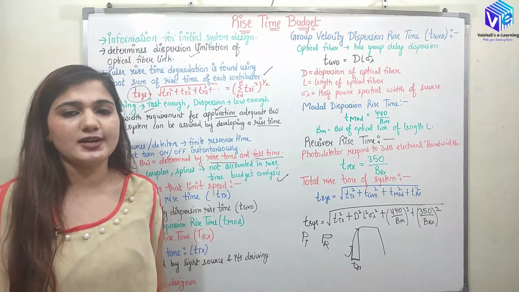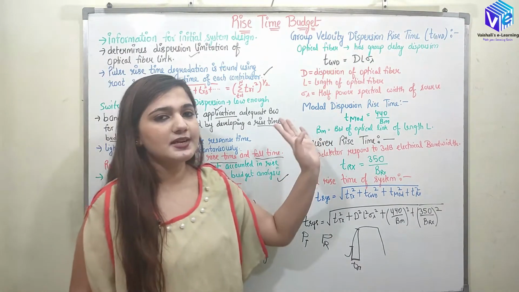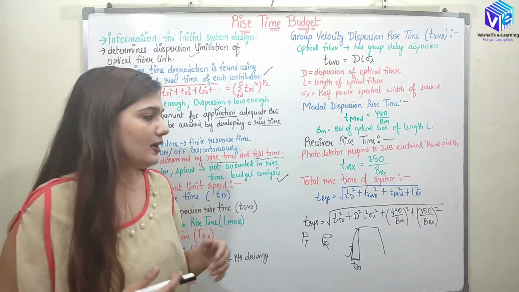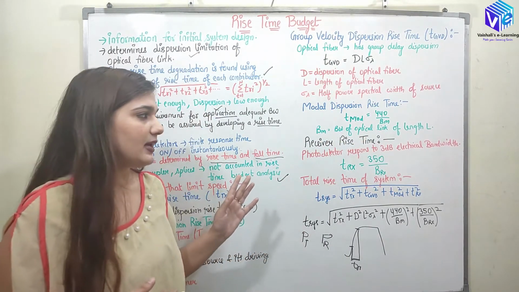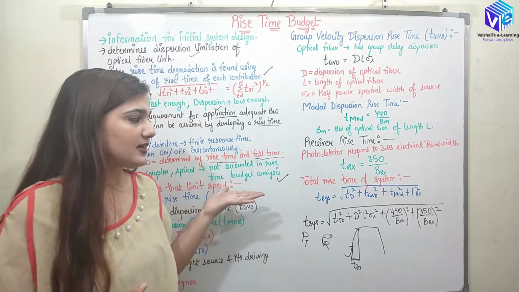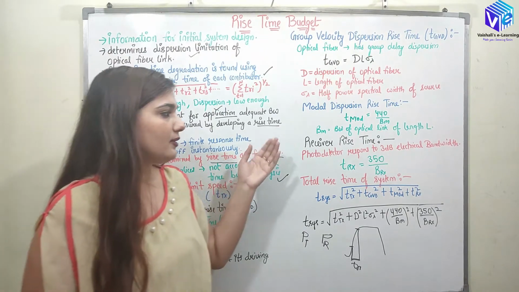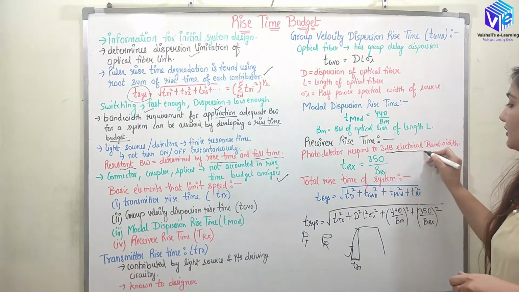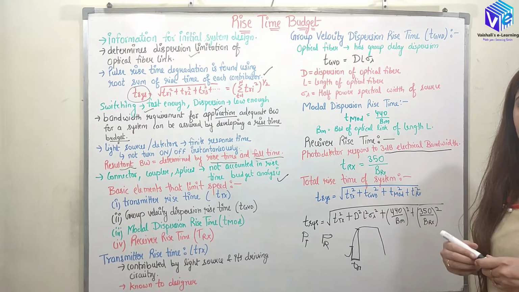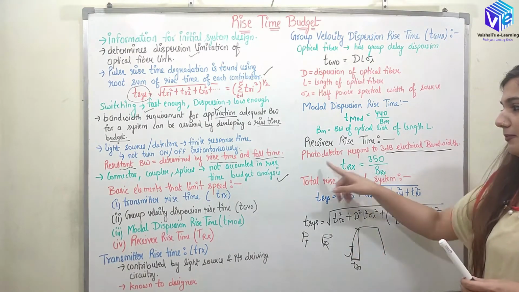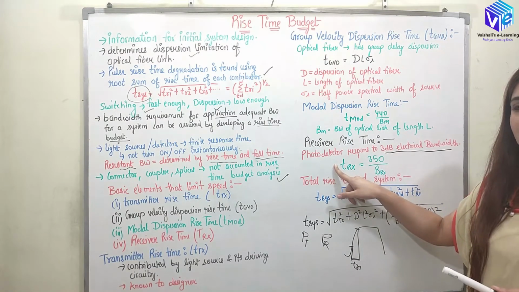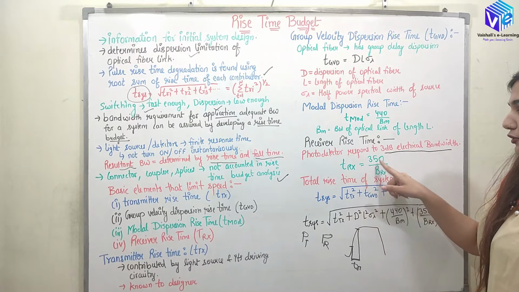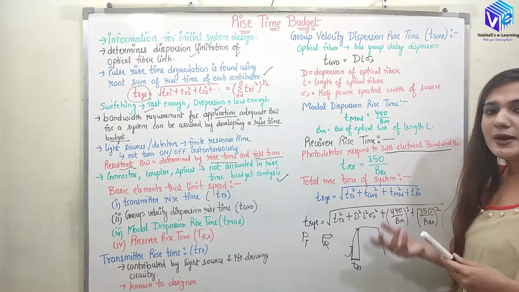Then we have the modal dispersion rise time. Modal dispersion rise time is represented as T_mod, and it is given by 440 upon Bm. Right, here Bm is the bandwidth of the optical link of length L. After that, the receiver rise time. The last parameter is the receiver rise time. The receiver rise time is calculated as the time taken by the photodetector to respond to the 3 dB electrical bandwidth, right? So if I have the 3 dB bandwidth, and we find out the photodetector response for this 3 dB bandwidth, I will find out the receiver rise time. The receiver rise time is represented as T_RX equal to 350 upon B_RX, right? Again, B_RX is the bandwidth of the receiver.